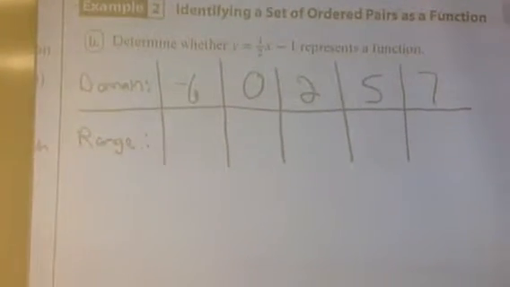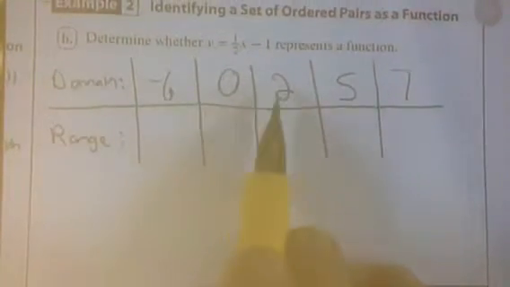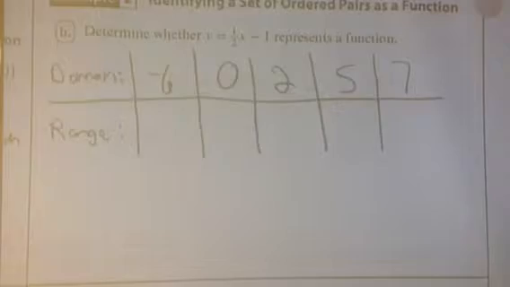B says to determine whether y equals negative 1/2 x minus 1 represents a function. So I picked some domain values, and now I'm going to figure out, based on these domain values, I just picked these. These are random. -6, 0, 2, 5, 7. I just picked me some random numbers. I included a negative, I included 0, and I included some positives. Remember, domain is x. If I plug these domain values in, I would get the following values.